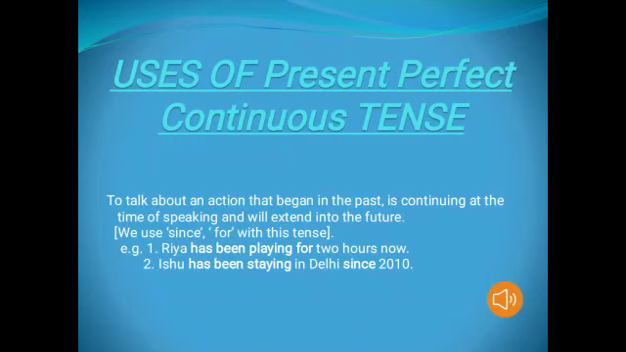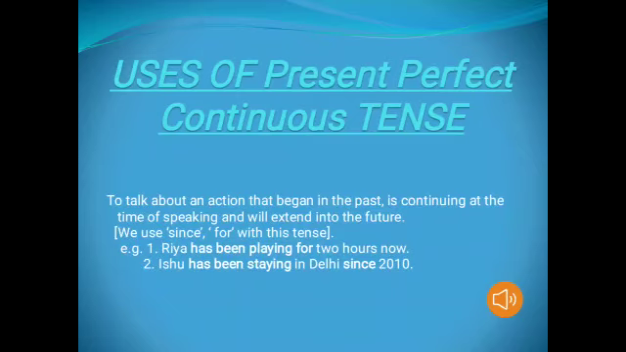So read again. It is used to talk about an action that began in the past, is continuing at the time of speaking, and will extend into the future. Means the work has not still completed, but it will be continuing in the future, will extend in the future. And we use since and for with this tense. I have already told you about this.